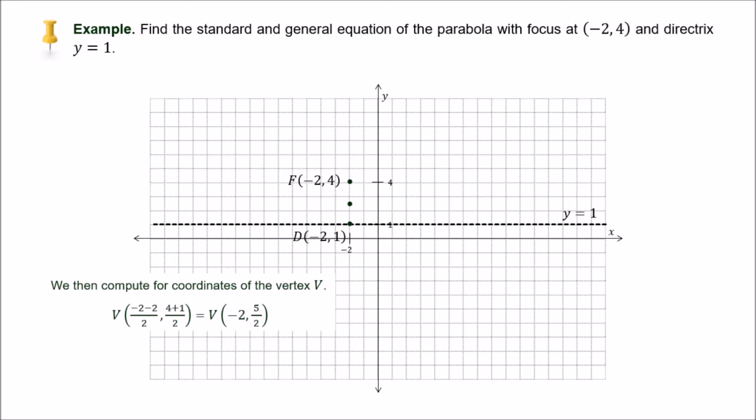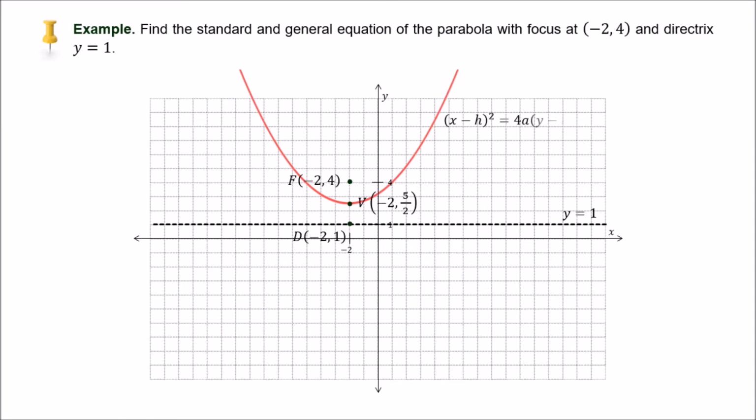Let's now draw our parabola and derive its standard equation. The form of the standard equation would be x minus h squared equals 4a times y minus k. We substitute the coordinates of the vertex in the equation and the value for a. Then we have x minus negative 2 squared equals 4 times 3 halves times y minus 5 halves. Simplifying, we have x plus 2 squared equals 6 times y minus 5 halves. This would be the standard equation for this particular parabola.